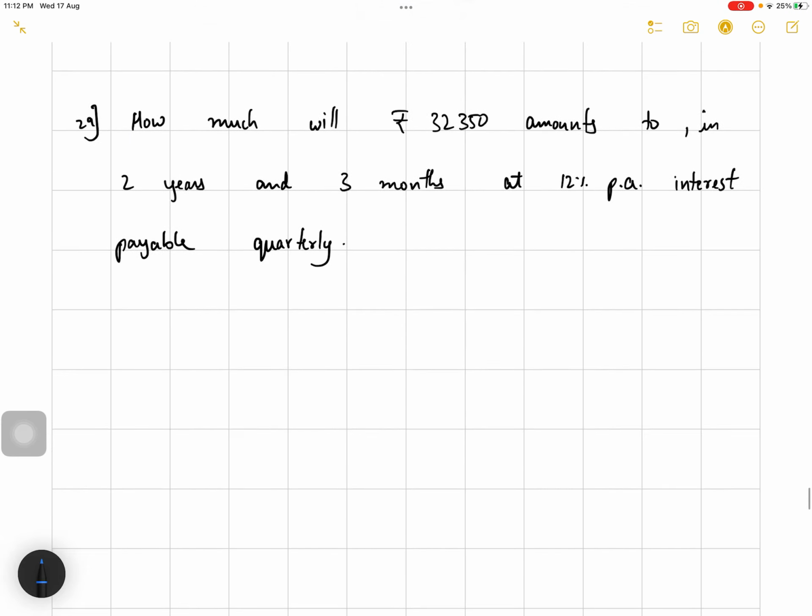Now let's start solving. How much will rupees 32,350 amount to in 2 years and 3 months at 12% per annum, interest payable quarterly? 3 months means 0.25 year, correct? So 2 years 3 months means 2.25 years.